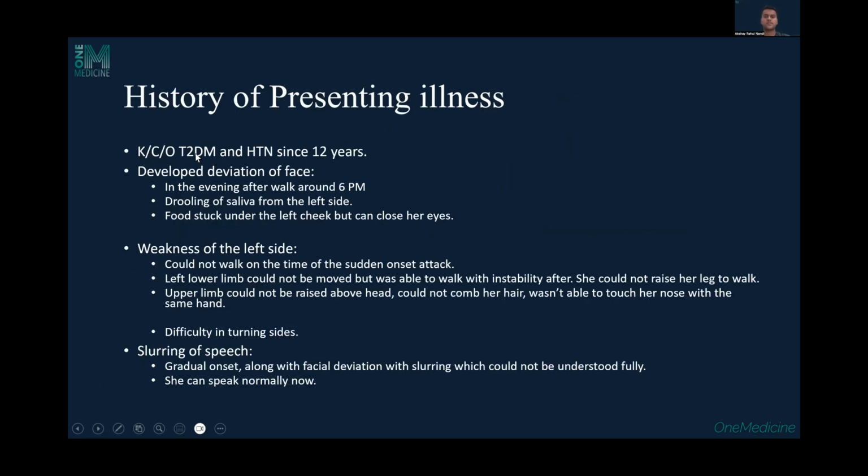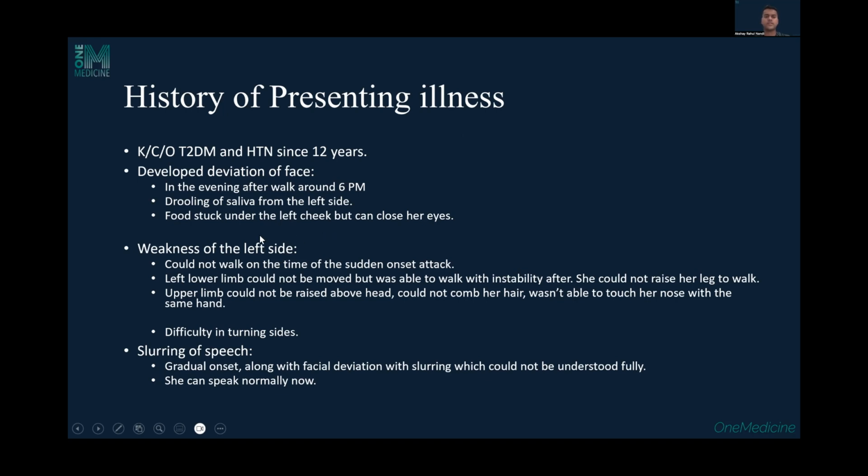She is a known case of type 2 diabetes mellitus and hypertension since 12 years. She developed deviation of the face in the evening after her walk, around 6 p.m., after which she had drooling of saliva from the left side. She complains that it felt like food was stuck under the left cheek, but she could close her eyes.